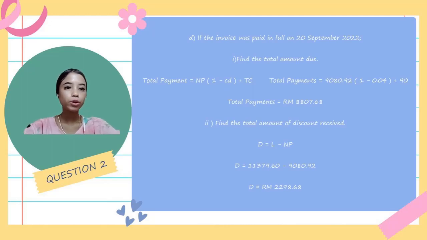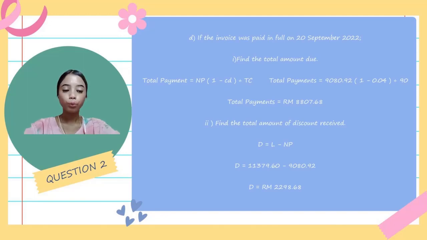For this question, we use the formula total payment equals NP(1 - CD) plus TC. Total payment equals RM9,080.92 times (1 - 0.04) plus 90. So the total is RM8,807.68.